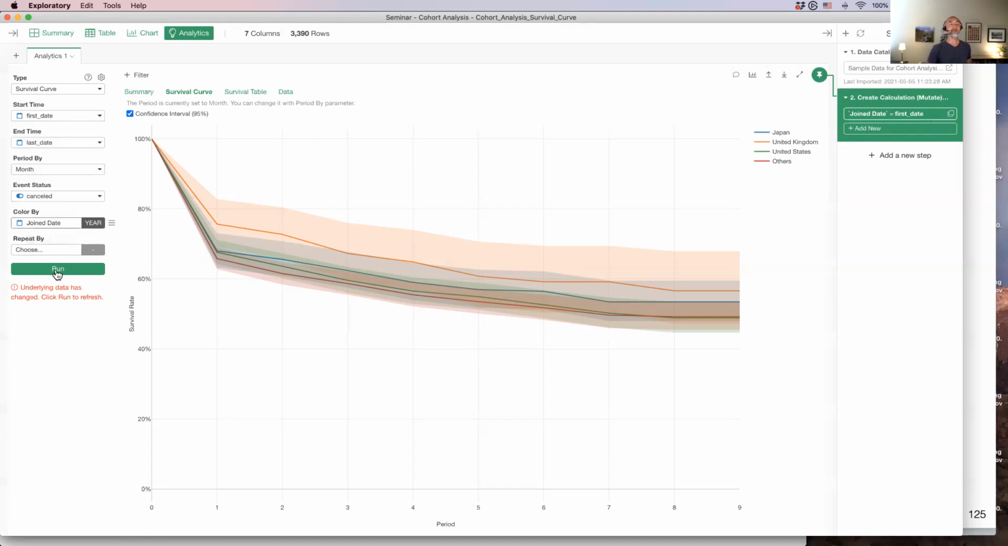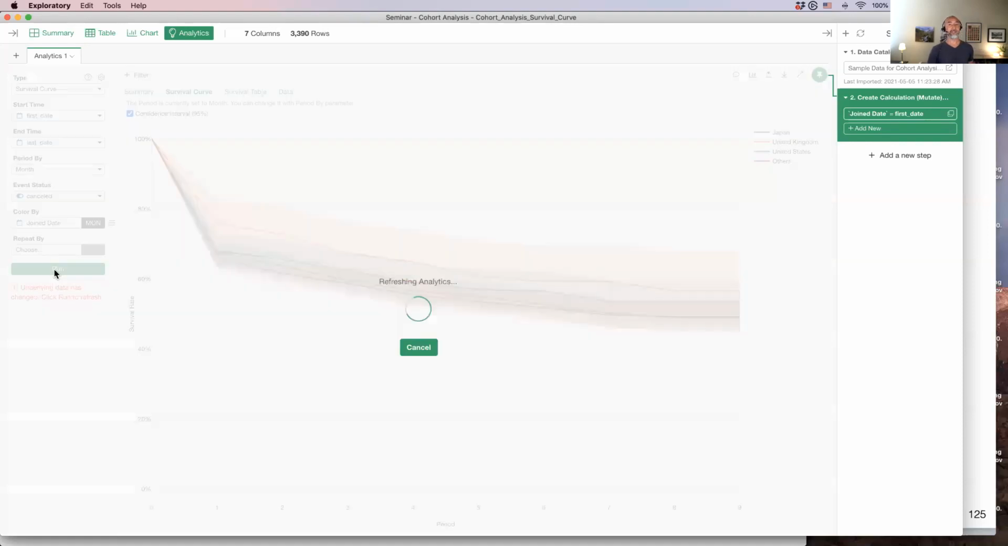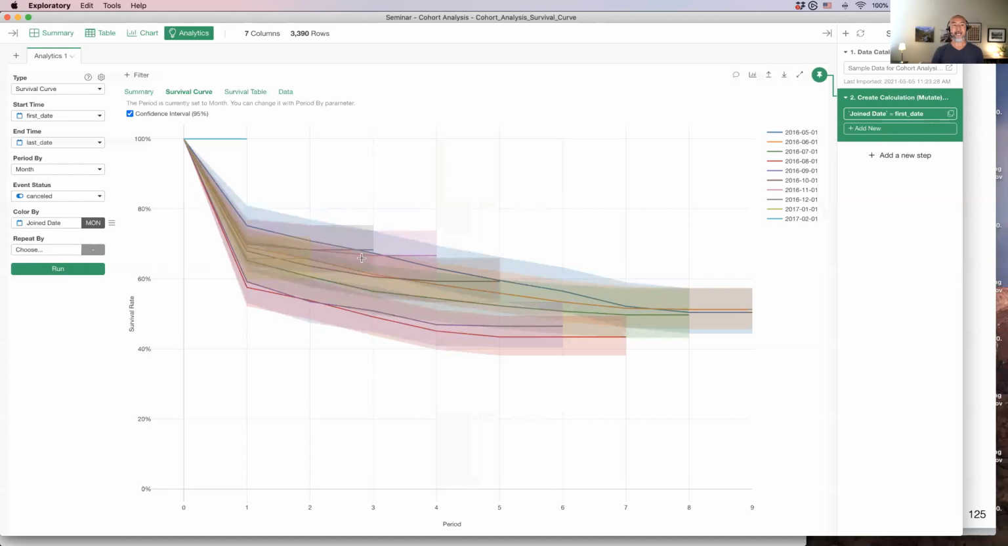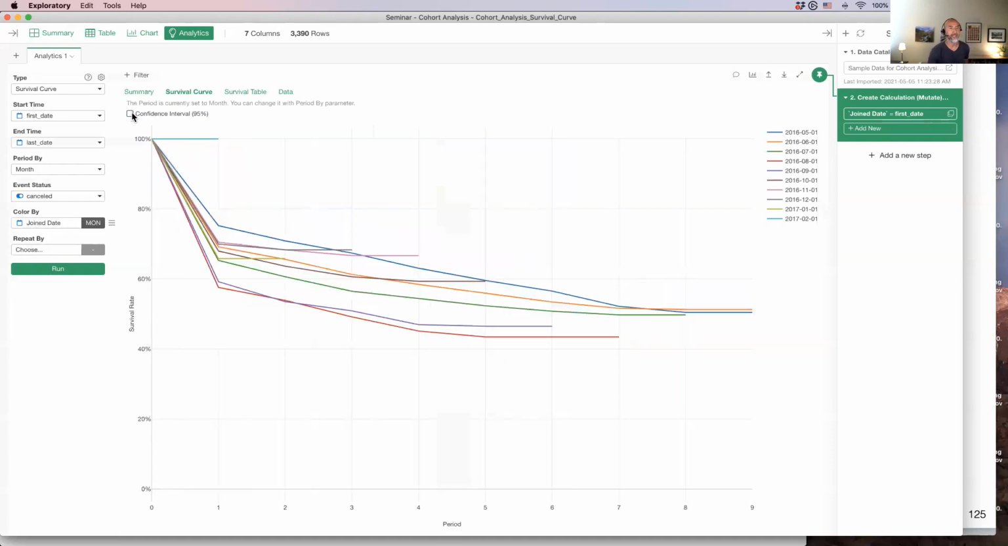I can click the run button, but look here, this is by year. That means I probably have only one year of customers, so you're going to see just one cohort. What I want to do is create a cohort based on which month they converted or started using. So I'm going to change it to month and then click the run button. Then I get multiple lines. I'm going to just disable the confidence interval. It's kind of too much here.